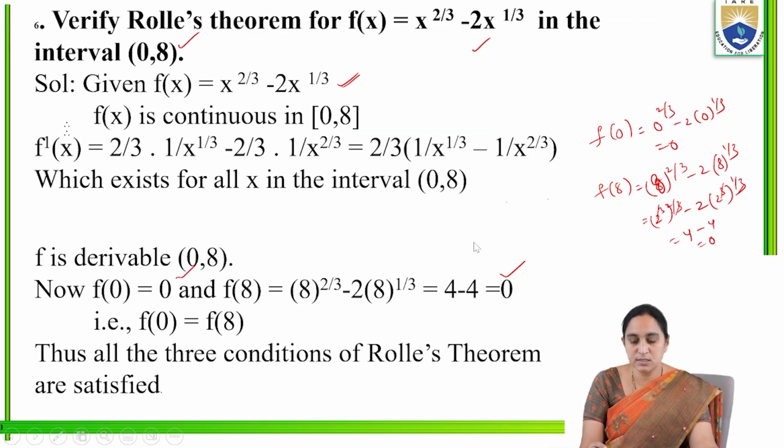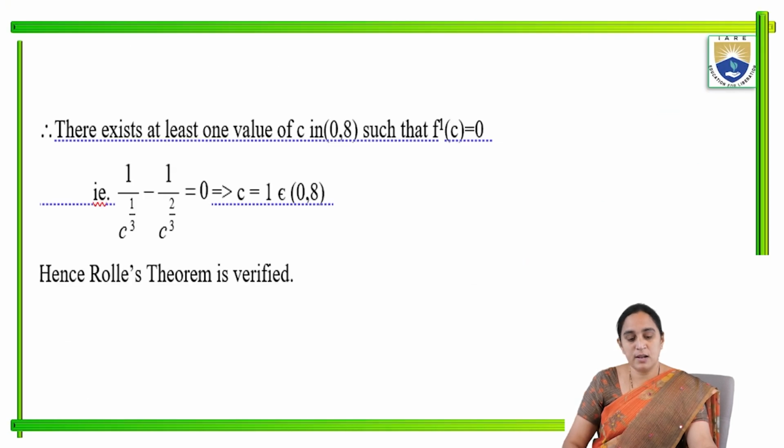Therefore, in both cases, within the limit points 0 and 8, f of 0 is equal to f of 8. The two are equal. Now from these conditions, f of x is differentiable, f of x is continuous, and f of 0 is equal to f of 8. Therefore, all three conditions are satisfied, so there exists c belonging to (a, b) such that we have to find the c value. There exists at least one value of c in (0, 8) such that f dash of c is equal to 0.